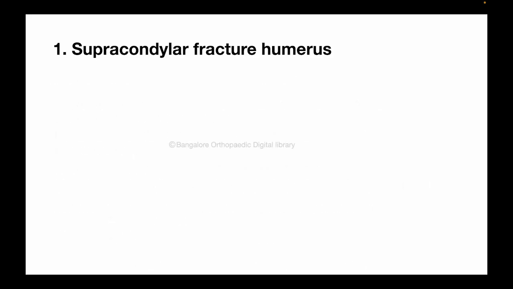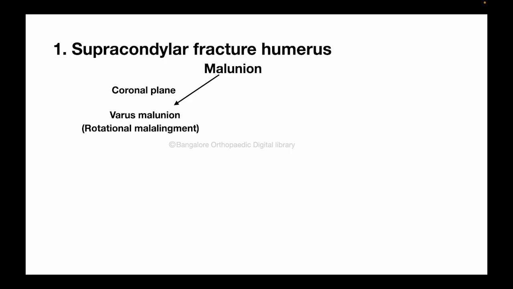Another complication associated with supracondylar fracture is malunion. Cubitus varus is a coronal plane deformity predisposed by rotational malalignment. Clinically, cubitus varus presents as a gunstock deformity. It is more cosmetic than functional.